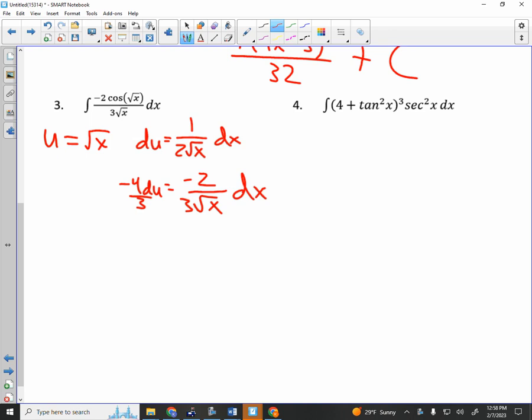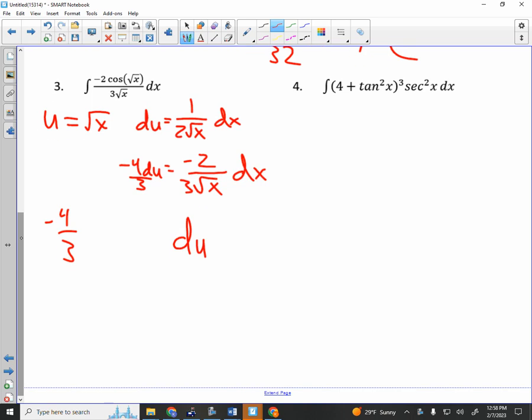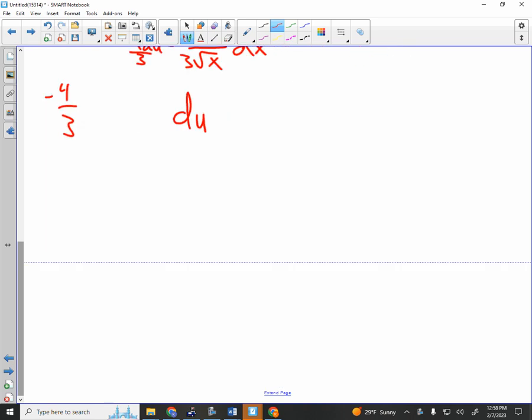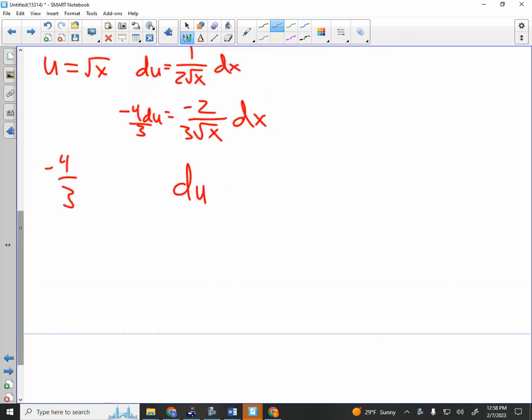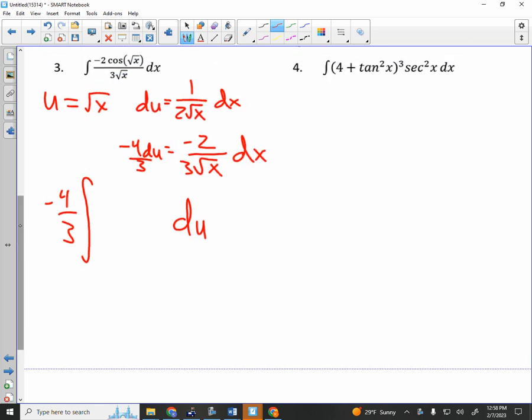All right, so we got caught up there. I'm going to do my substitution, negative 4 over 3 du. Sometimes people ask the question, do they have to include the du? Yeah, I mean, that's an important step in the problem. That's part of your substitution. Integral, and if I plug in a negative 4 over 3 du, what do I get to cross off up here? Negative 2 over 3 root of x in the bottom, and dx is gone.